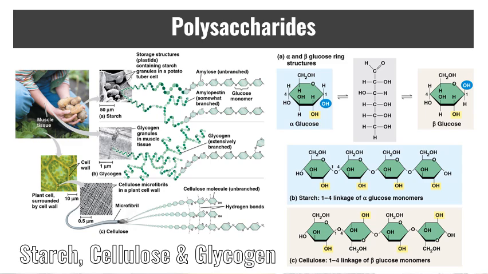Cellulose, which we also call fiber, is going to be made of beta glucose in alternating directions, which you can see down on the bottom right. That is going to be much harder to digest, and it's why we can't digest fiber. So cellulose is a structural polysaccharide in plants. Starch is a storage polysaccharide in plants. Glycogen is the animal version of starch.